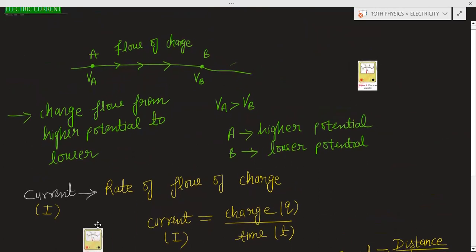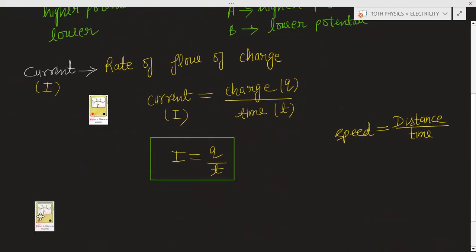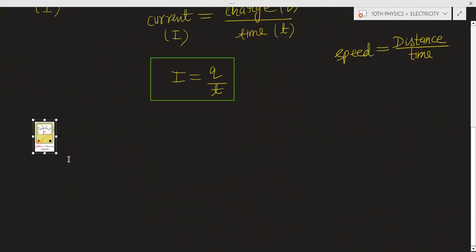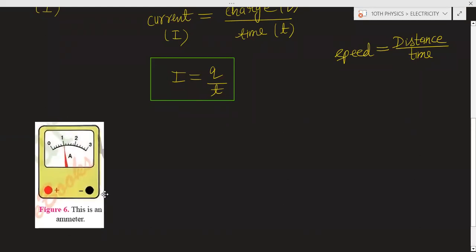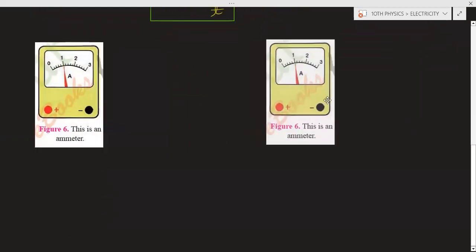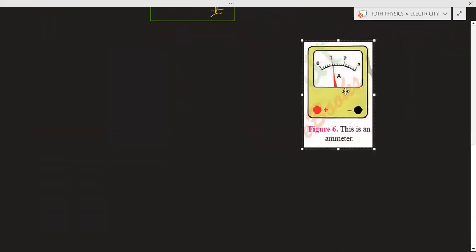So now there is another thing: how to measure the current. Earlier we discussed the potential difference, and the potential difference is measured by the voltmeter. In the same way, there is a device to measure the current that is known as the ammeter. If you go to your lab, you will see this ammeter there, and this ammeter is used to measure the current.